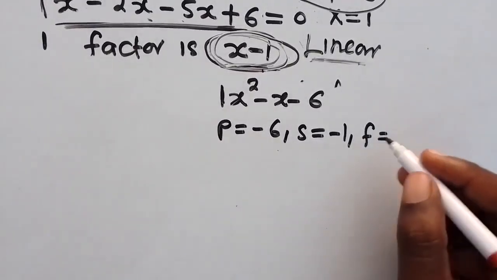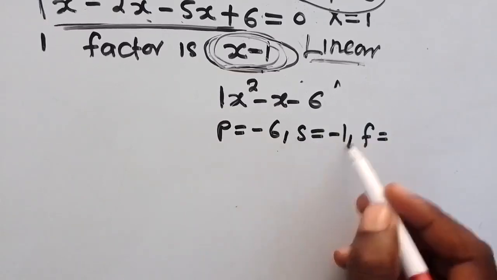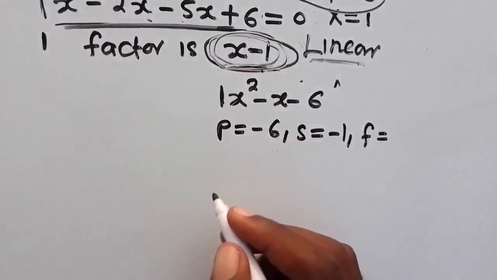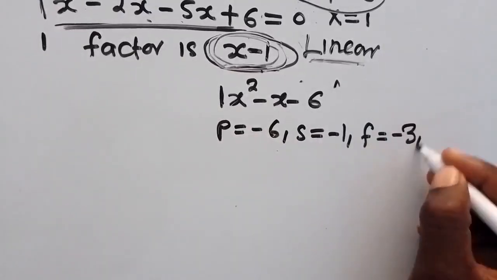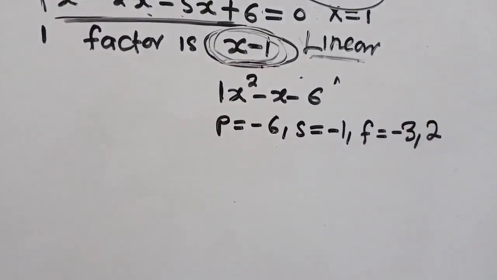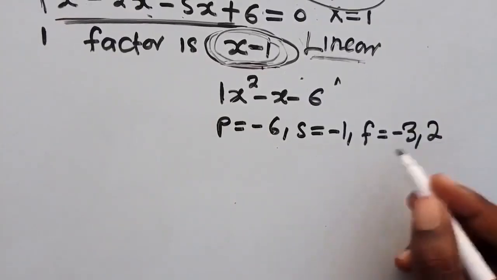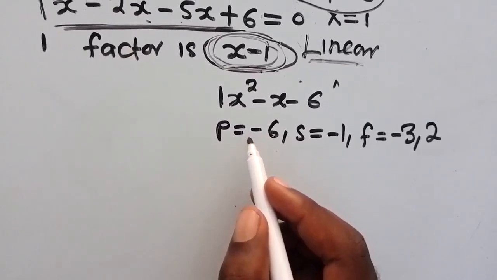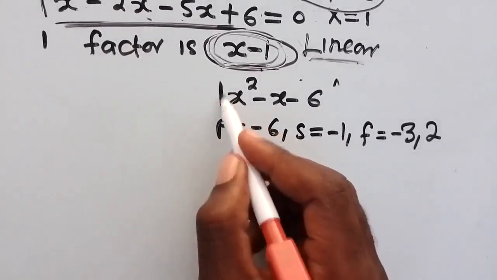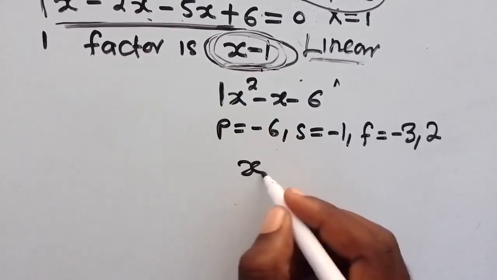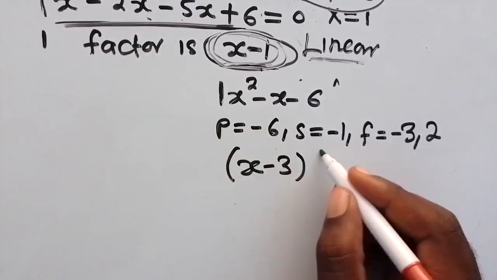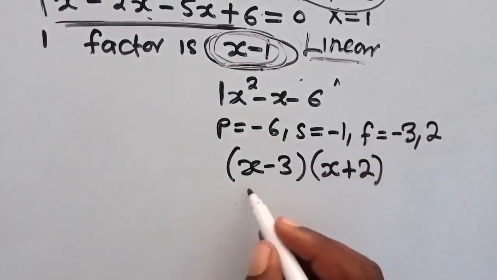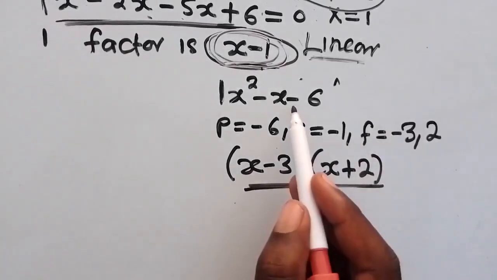So in this case, what are our factors? Two numbers that we can add to get negative 1, and if you multiply them, we get negative 6. So what are those numbers? Negative 3 and 2. When you add these, you get negative 1. When you multiply these, you get negative 6. So since the coefficient there is 1, you just go direct. Say x minus 3, then x plus 2. So this is how you factorized this quadratic expression.